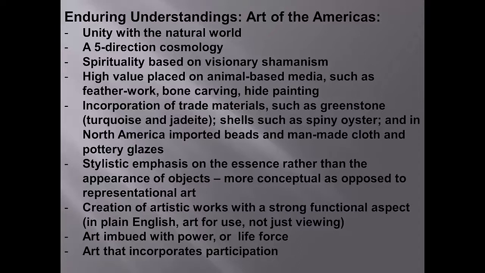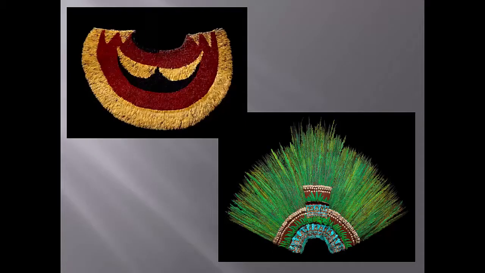So here's the summary list of enduring understandings for the unit. I think you'll see a lot of parallels with the Art of Africa and the Pacific. And as you look for comparative works, I'd encourage you to go back to those works. Let me just throw out a few. So what do these works have in common? Obviously, what would you guess they might have in common?